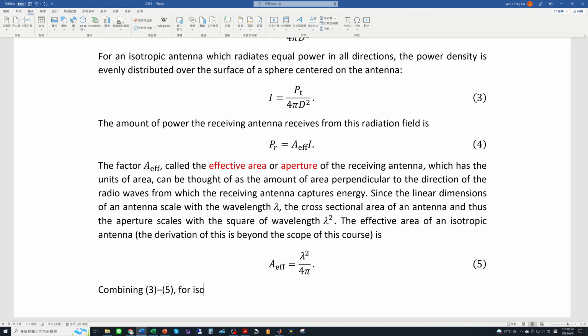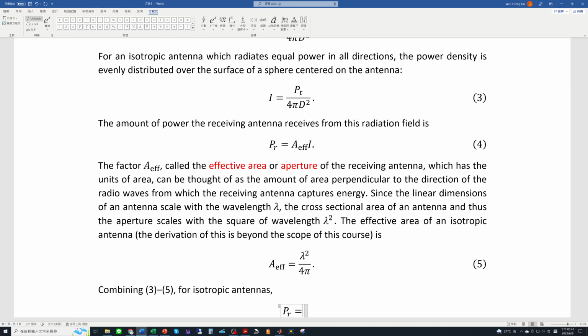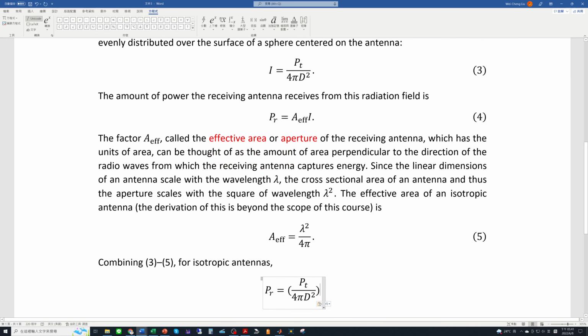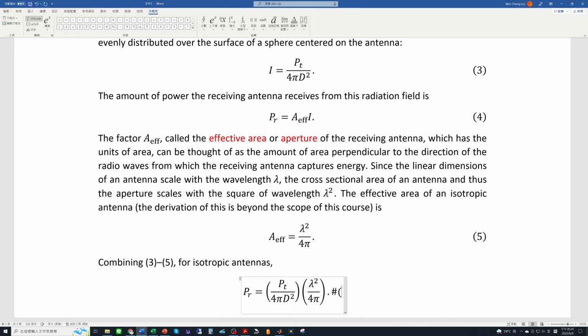For isotropic antennas, PR is equal to PT over 4 pi d squared times lambda squared over 4 pi, because according to equation 4, PR is equal to A_eff times I, and A_eff is equal to lambda squared over 4 pi, and I is equal to PT over 4 pi d squared. So this is equation 6.